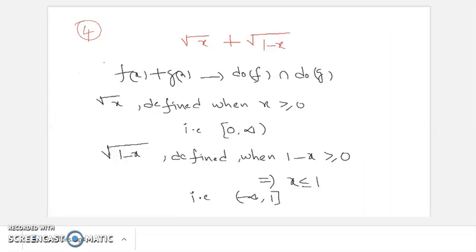And look at another problem. Here the function is a summation of two functions. The summation of two functions can be calculated using the domain of the first function intersection the domain of the second function. These types of problems were already seen in problem number 1 and problem number 2. So this is how to find the domain of a function.